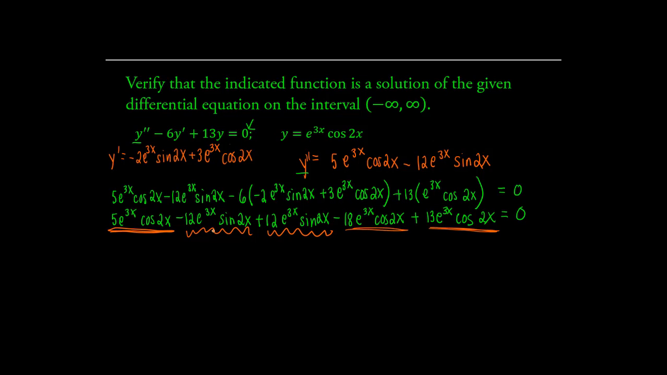So you should see immediately the negative 12 and the positive 12 cancel each other out, leaving us with the additive identity. I'm using terms that you should remember, which is 0. Then I have a positive 5 and a negative 18. I'll subtract to get a negative 13. Negative 13, positive 13. Hey, all of these terms together work to give us 0. Therefore, 0 equals 0, and we have verified that the indicated function is indeed a solution for our differential equation.